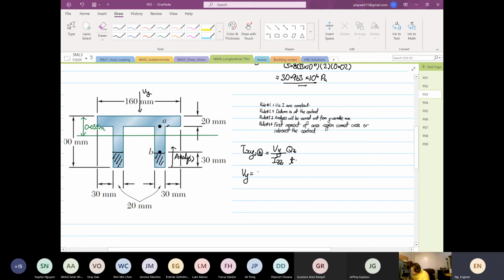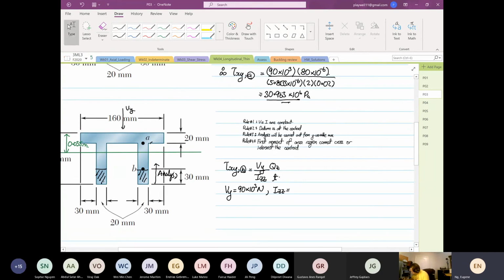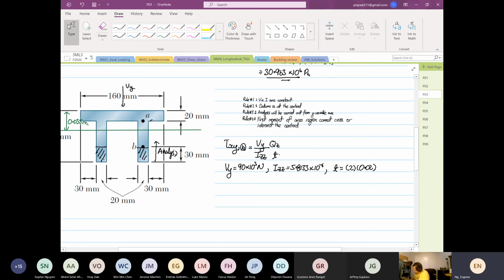So this is equal to 90 times 10 to the power 3 Newton. Izz is still constant, rule number 1, we apply rule number 1. So it's 5.8133 times 10 to the power minus 6. Then the thickness is equal to what? Left and right, 2 multiplied by 0.02 again. And then from here, we will find your Qz.